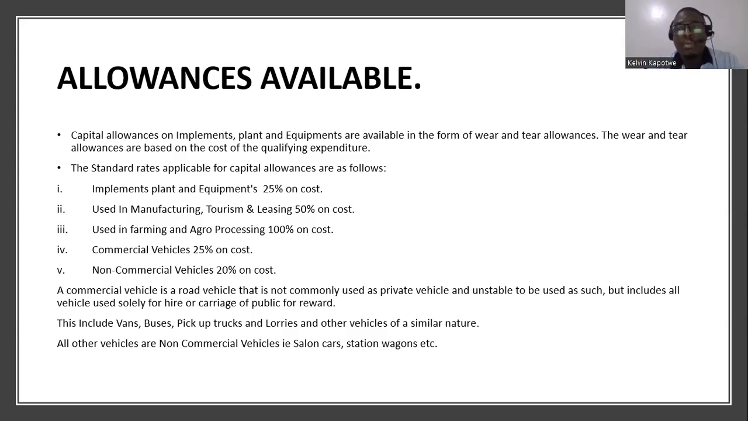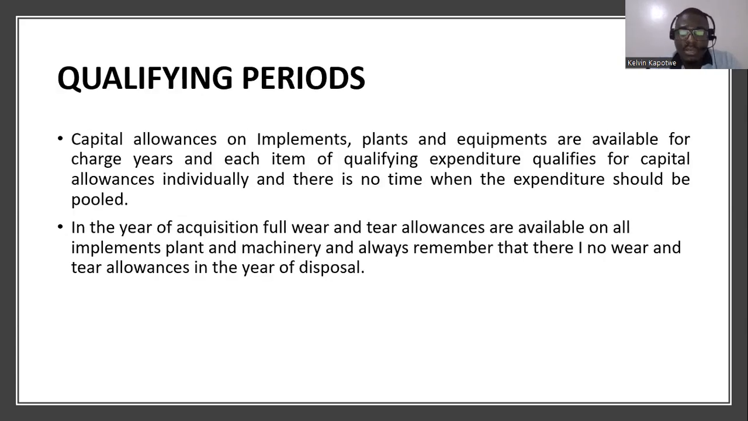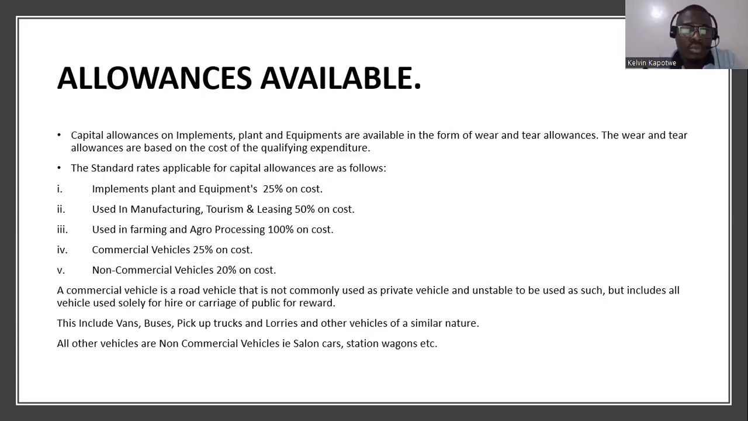Commercial vehicles. So a commercial vehicle, a truck, a tipper truck, those would qualify for capital allowances at the rate of 25% on cost. Then we've got non-commercial vehicles. All right. So non-commercial vehicles, these are vehicles that are not used as commercial vehicles. For example, a pool vehicle. A pool vehicle qualifies for capital allowance at the rate of 20%.